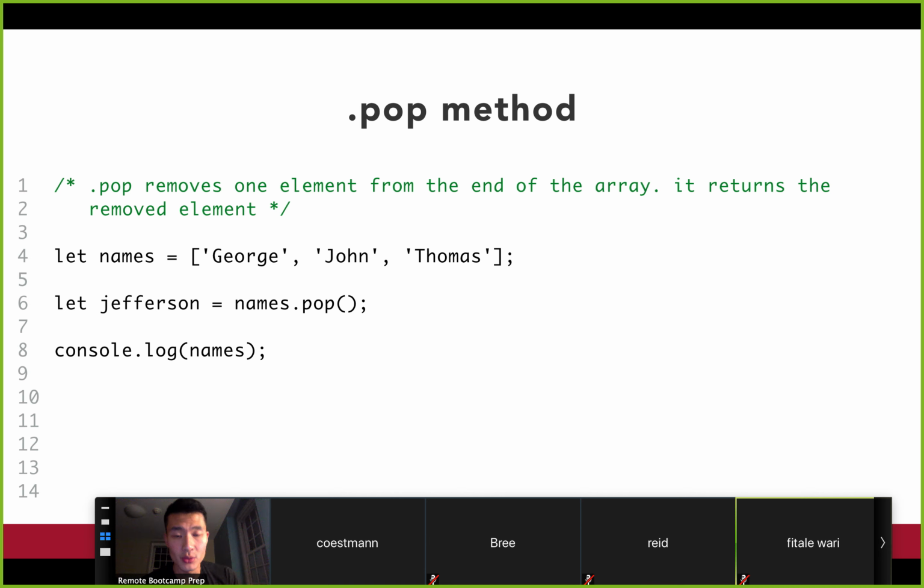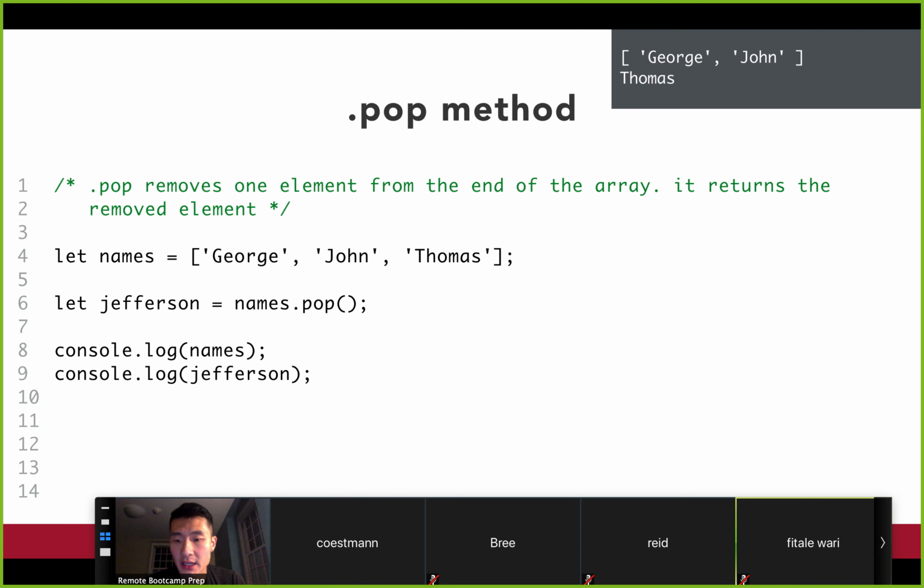So what it does is it removes the last element of the array, but what it returns is the element that just got removed. And so here on line 6, I create a variable called Jefferson, and I use it to store whatever names.pop returns. Now when I call the names array, I see that Thomas got removed from the end of it, and when I console log out the Jefferson variable, I see that it now equals Thomas, which was the thing that was removed. Okay, so dot push adds things to the end of the array.